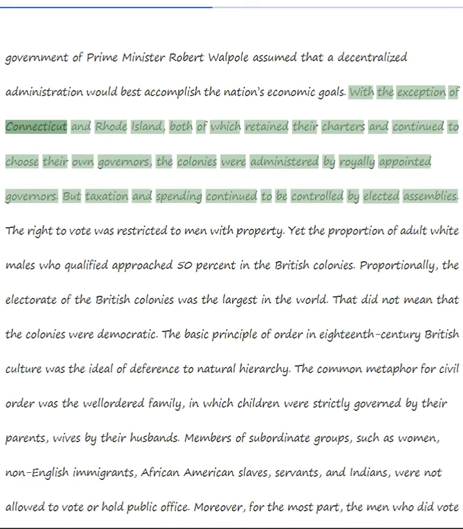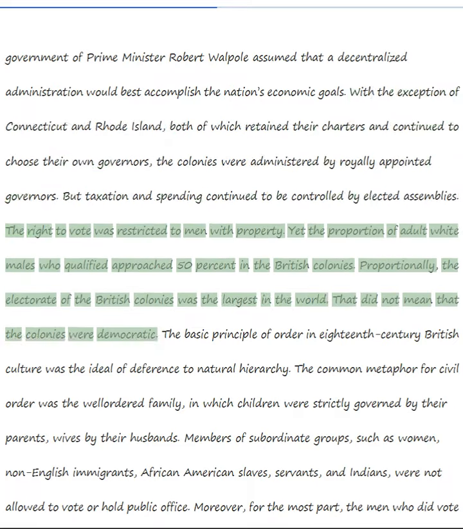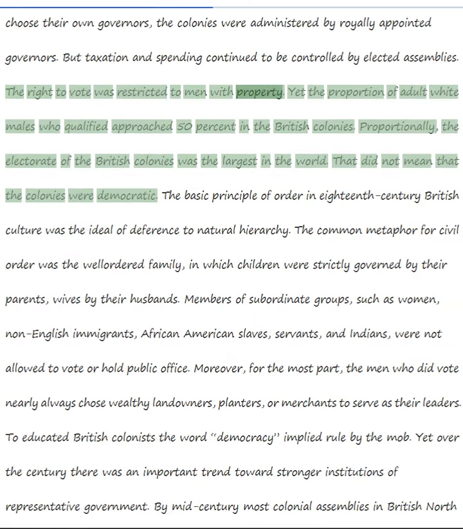With the exception of Connecticut and Rhode Island, both of which retained their charters and continued to choose their own governors, the colonies were administered by royally appointed governors. But taxation and spending continued to be controlled by elected assemblies. The right to vote was restricted to men with property. Yet the proportion of adult white males who qualified approached 50% in the British colonies. Proportionally, the electorate of the British colonies was the largest in the world.